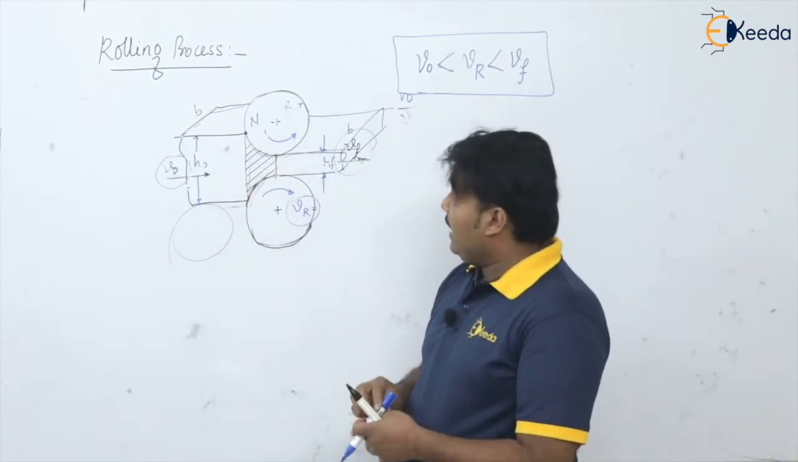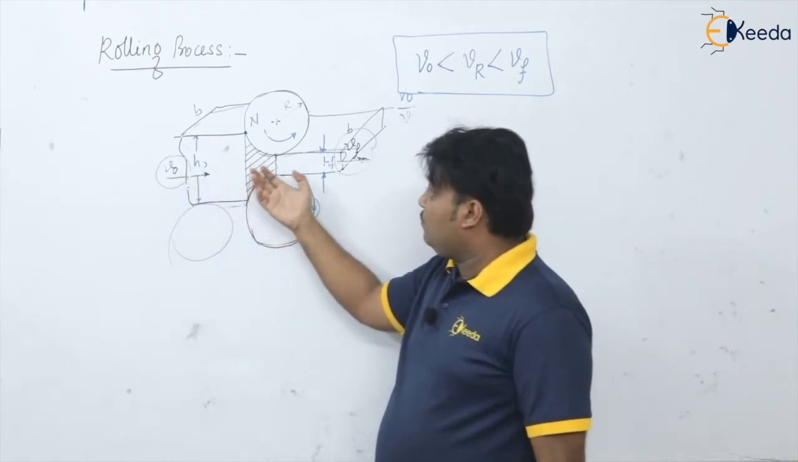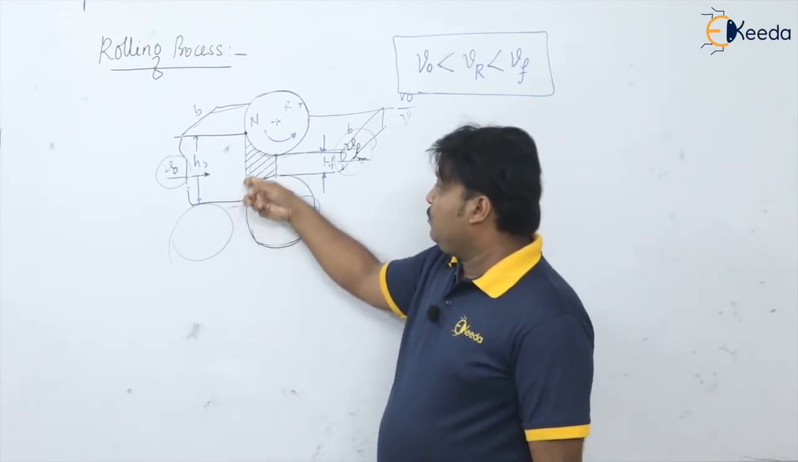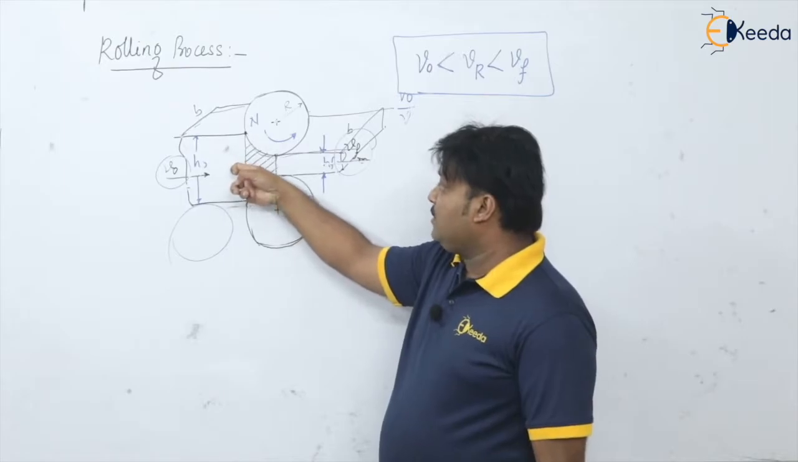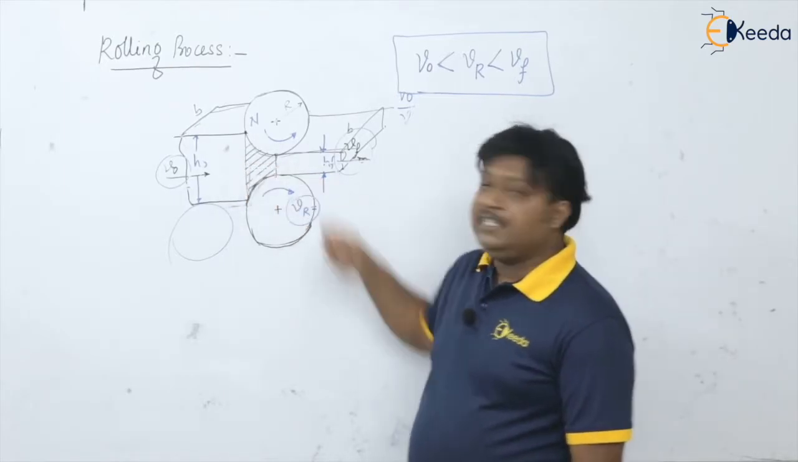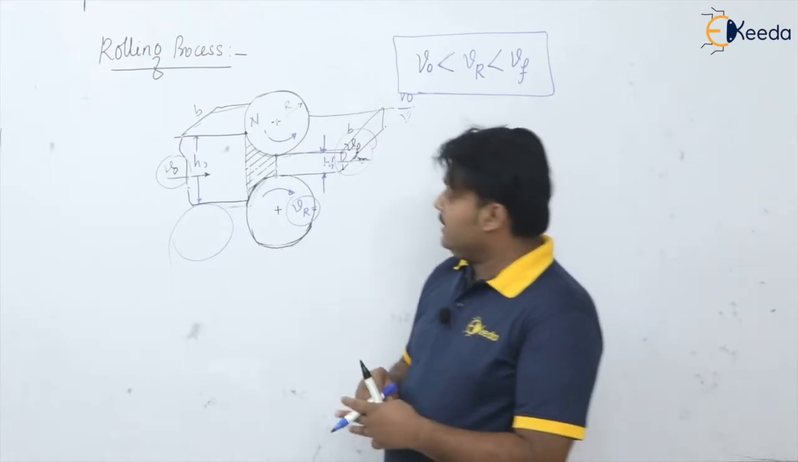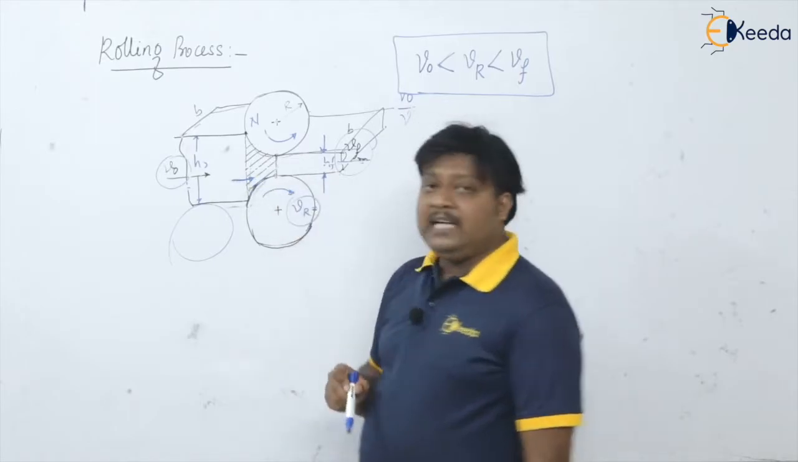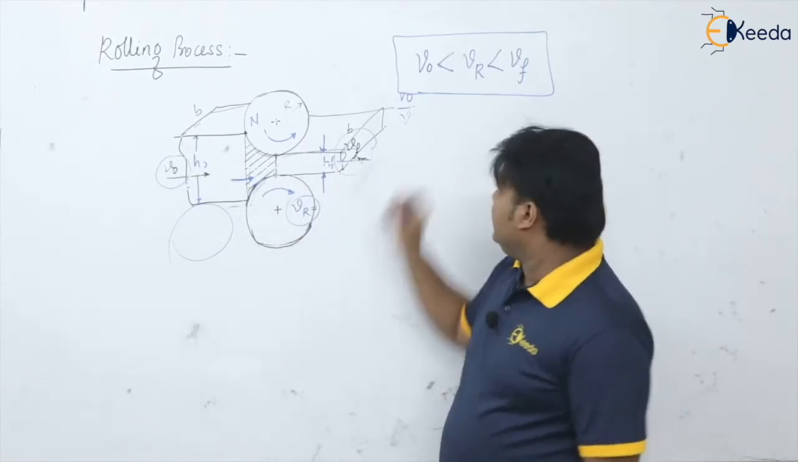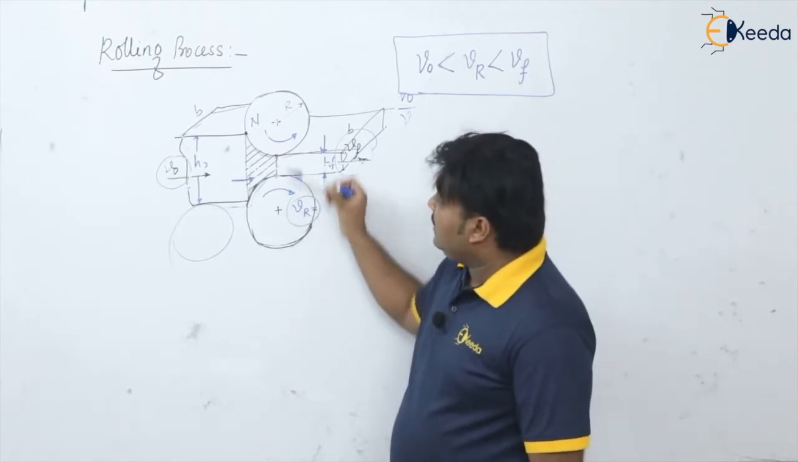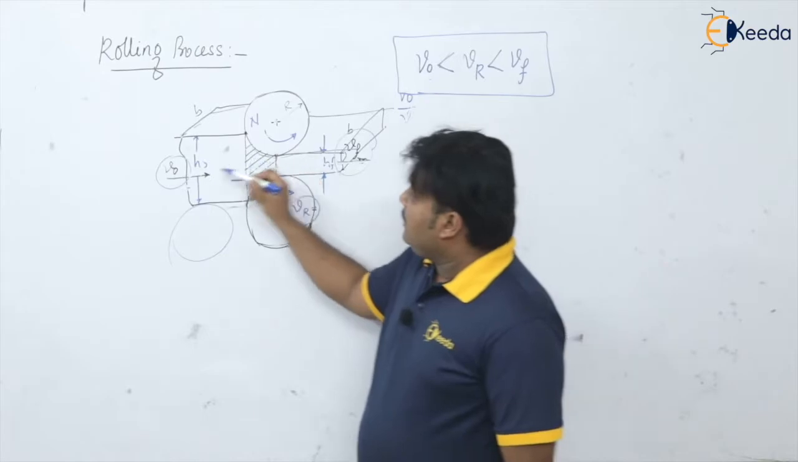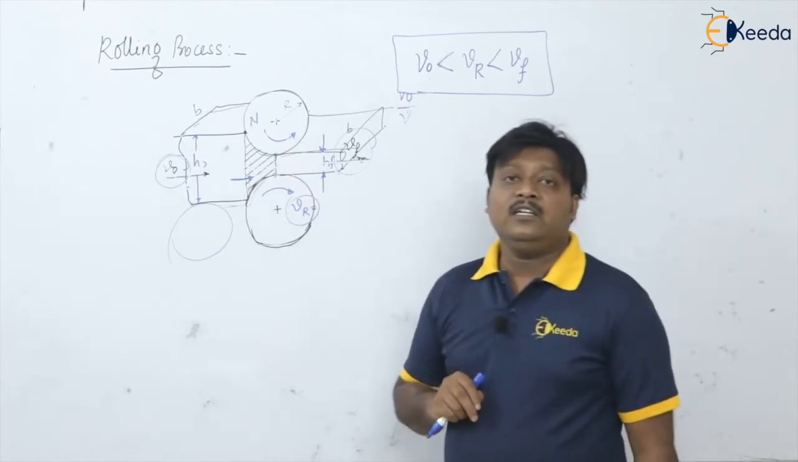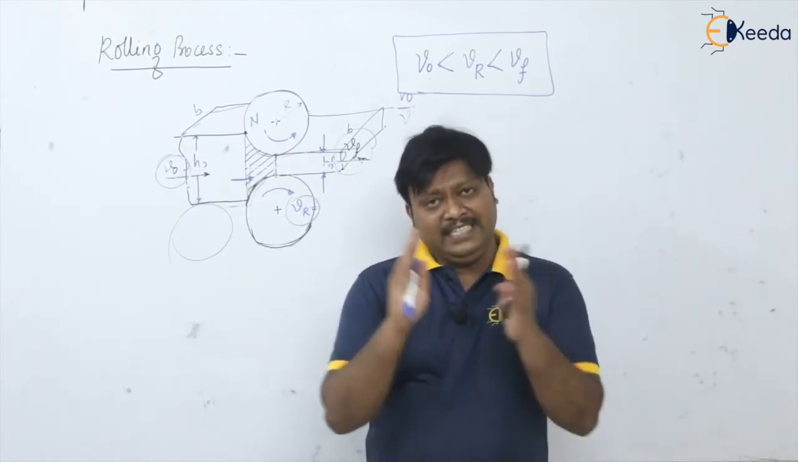Now what will happen when this strip is coming into the roller? Definitely, when it is coming into the roller, the velocity of the plate or strip is going to increase. It keeps increasing through the deformation zone, isn't it? And at a particular point, the velocity of the strip and the velocity of the roller get matched with each other, get equal.